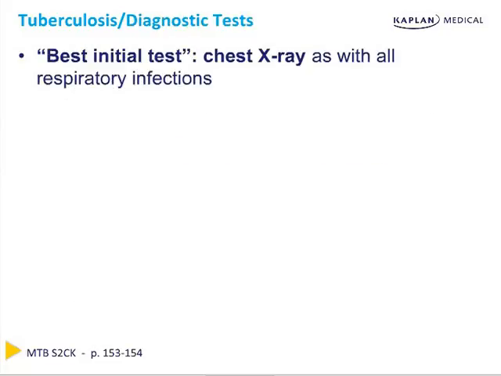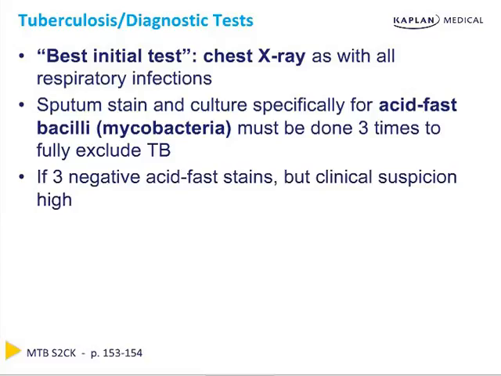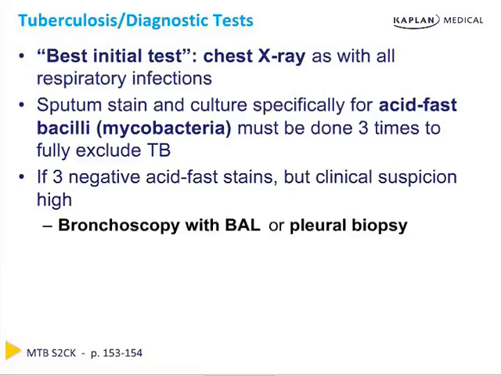The best initial test for tuberculosis will be a chest x-ray, as is the case with all respiratory infections. The sputum stain and culture must be specific for acid-fast bacteria, something which Mycobacteria qualifies as, and this must be done 3 separate times and must be negative 3 separate times to fully exclude TB. If you do this, but your clinical suspicion is still high, you must pursue further diagnostics with either a bronchoscopy with BAL or through a pleural biopsy.